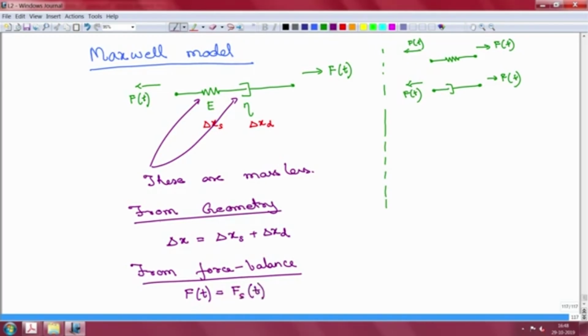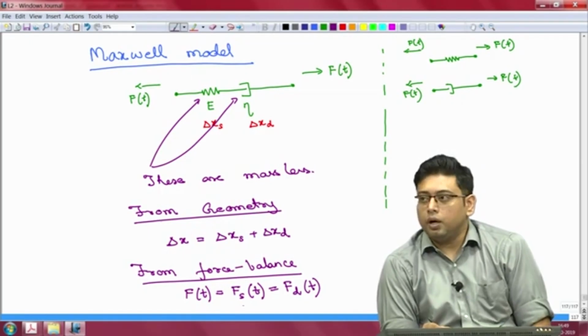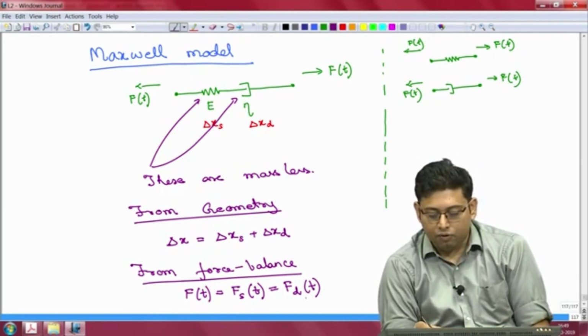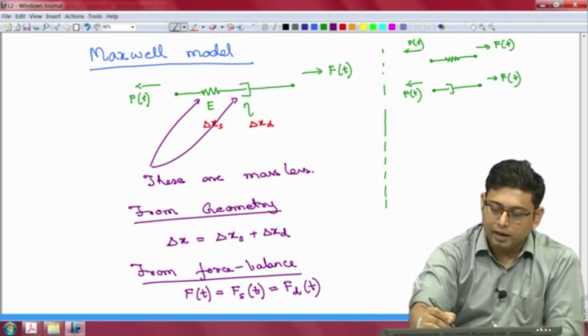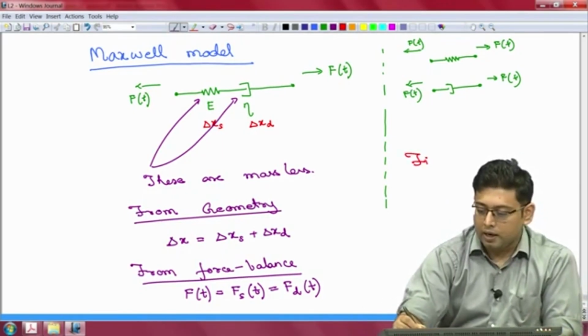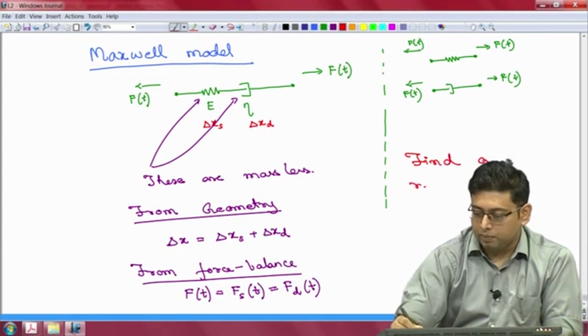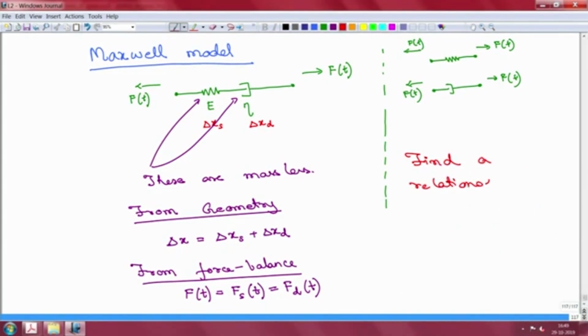Fs, right, where Fs is the force being experienced by the spring and Fd is the force that is being experienced by the dashpot. Okay. And our question that we want to answer is we have to find a relationship. So, the question is find a relationship between delta x and Ft. Okay. So, this is where we are trying to get. Okay.